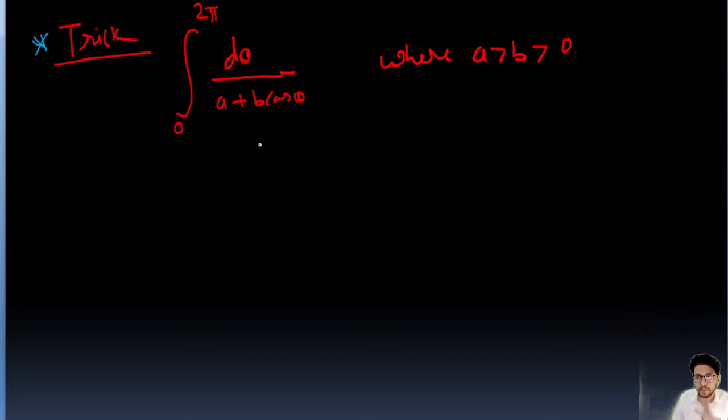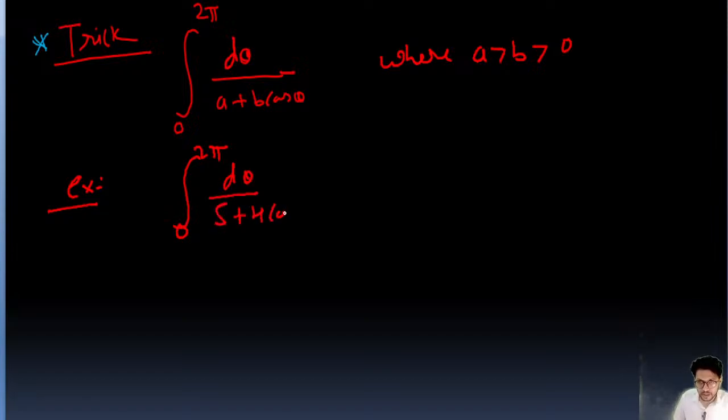If the question is in this form, then how to solve it? I'll give an example. For example, this one: 0 to 2 pi, d theta upon 5 plus 4 cos theta. This question we have to solve, and there's a trick for this. First let me write down the trick.